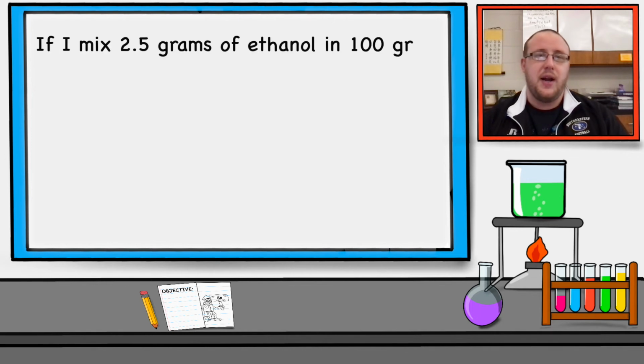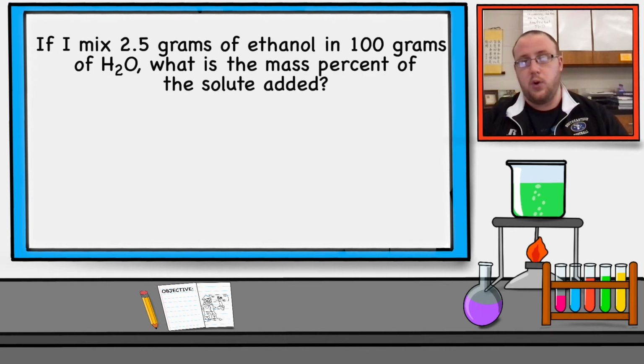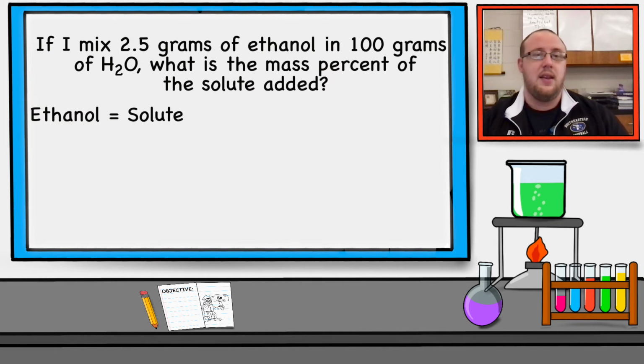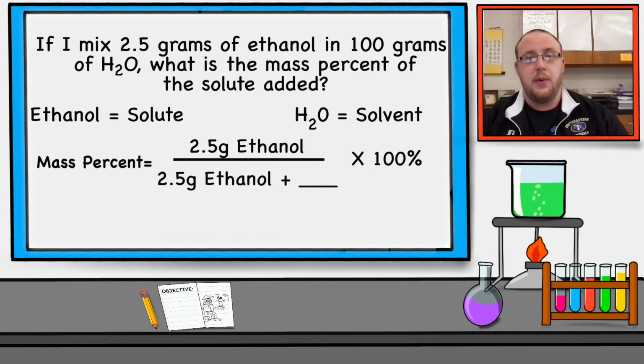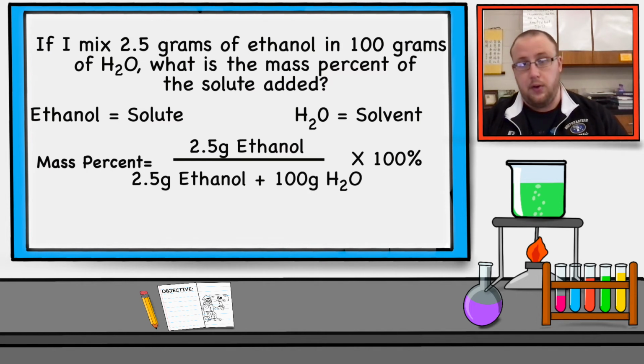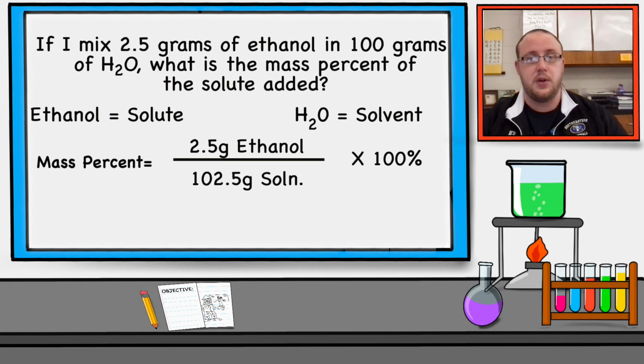If I mix 2.5 grams of ethanol in 100 grams of water, what is the mass percent of my solute? So, to start this, I realize that the smaller portion is what's going to be dissolved. That's my ethanol, and the larger portion is going to be doing the dissolving, so that's my water. This means the ethanol is the solute, and the water is the solvent. So our 2.5 grams of ethanol is going to go on both these places in our formula. Then we have 100 grams of water, and that's going to go here. To get the total mass of our solution, we add 2.5 plus 100 together to get 102.5 grams of total solution.